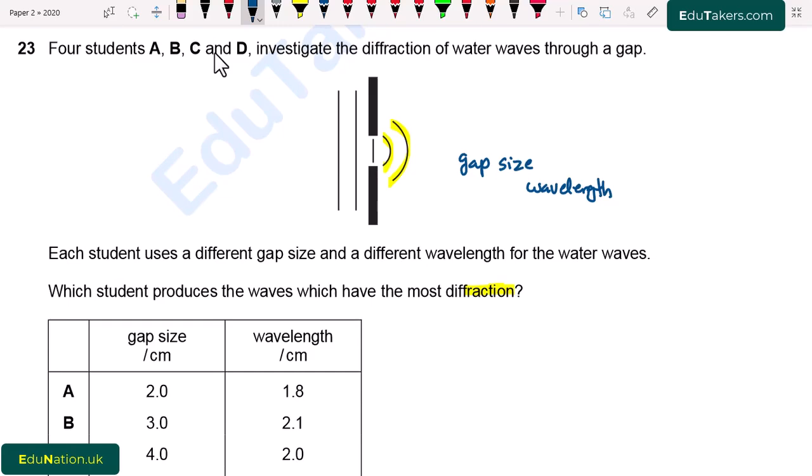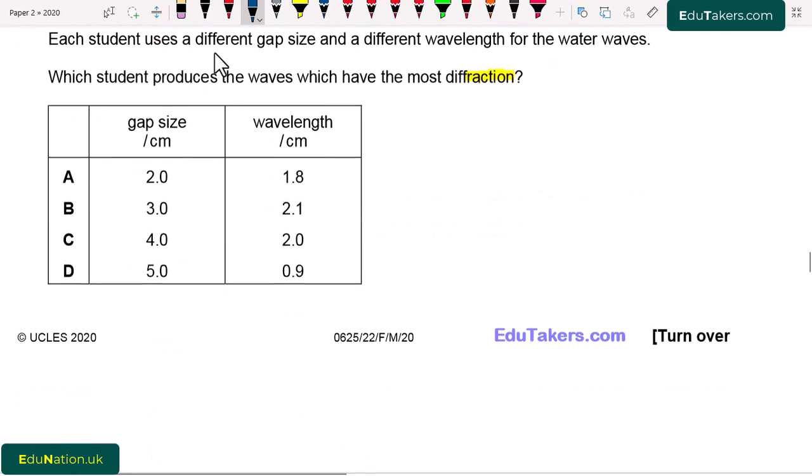So gap size is smaller or it is equal to the wavelength. From the MCQs we can see here that gap size is given in centimeter and wavelength is also given in centimeter. MCQs A 2.0 and 1.8, B 3.0 and 2.1, C 4.0 and 2.0, D 5.0 and 0.9. So from here, first of all we see the last option. The gap size which is 5.0 is much larger than 0.9. So this is incorrect. In this case there is only very small diffraction.